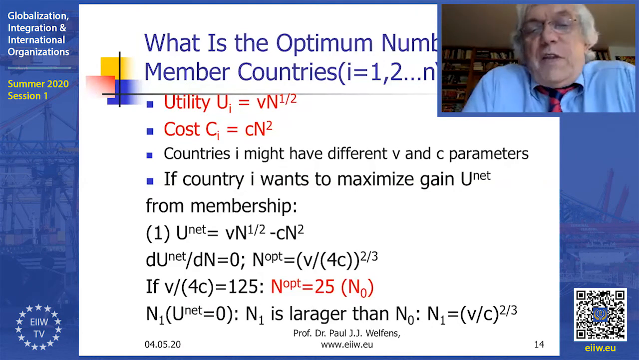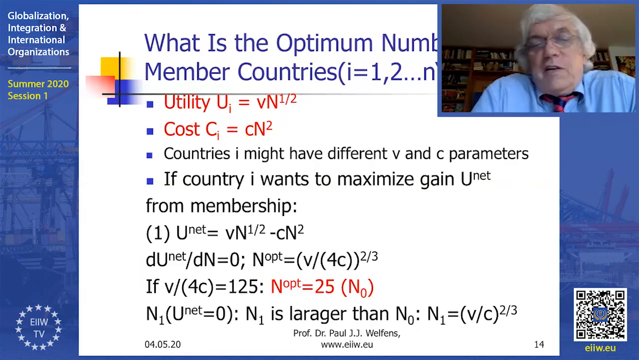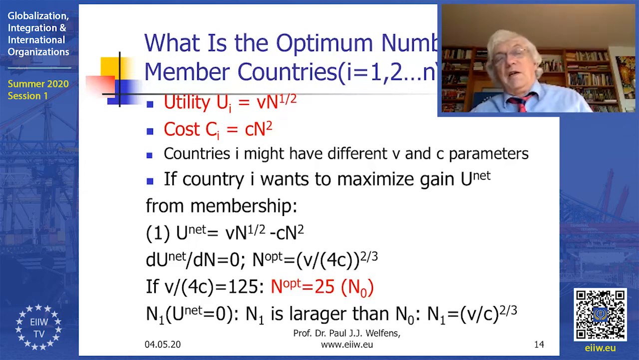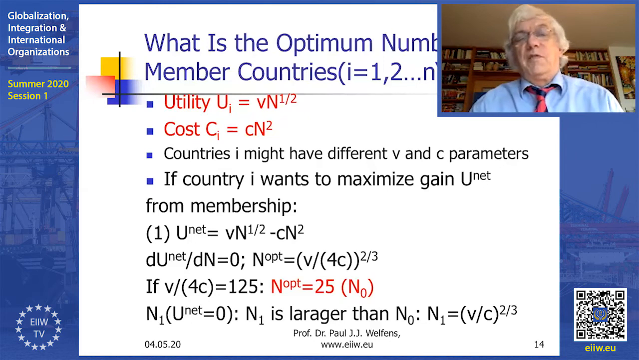So that, you might think, sounds a little bit like the European Union. If that were the case, then we still have too many member countries. The UK, I would say, unfortunately, has left on January 1st. Maybe others also want to leave. We will see then. There is also a number of member countries here, called N1, where the net benefit from membership is 0. And certainly we can say that this N1 is larger than the optimum number N0.